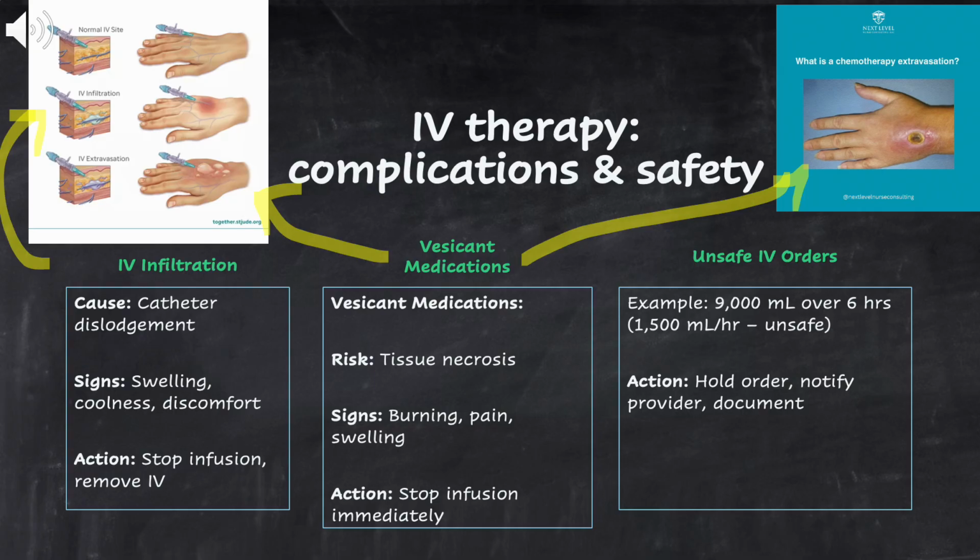Finally, unsafe IV orders. For example, an order of 9,000 milliliters over 6 hours equals 1,500 milliliters per hour, which is unsafe. The appropriate action is to hold the order, notify the provider, and document clearly. Always clarify unsafe or questionable orders before proceeding. In summary, stop infiltration immediately, treat vesicant leakage as an emergency, and never administer an unsafe IV order without clarification.